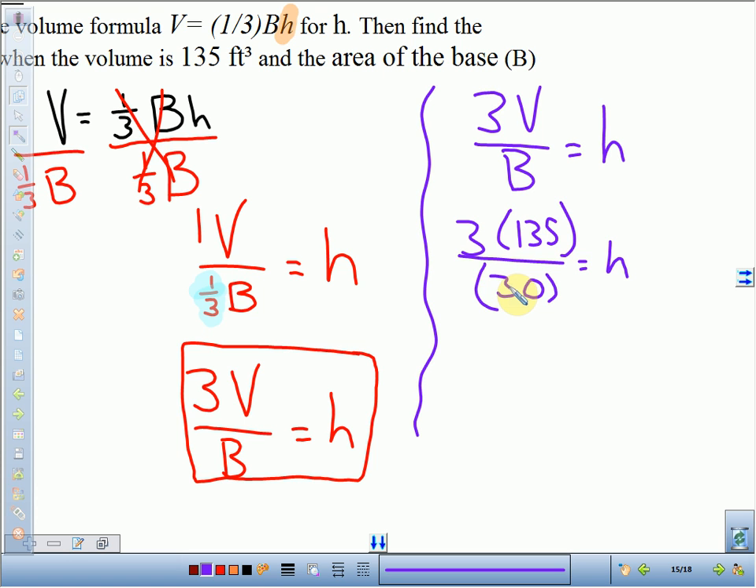I can plug this into my calculator because it's all numbers, and it will tell me what H is. So I have 3 times 135 divided by 30. And it tells me that 3 times 135 divided by 30 is 13.5. So my height is 13.5.